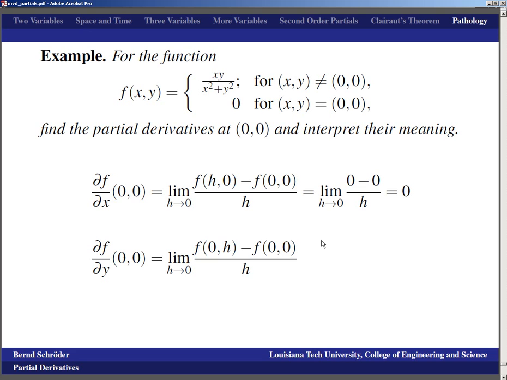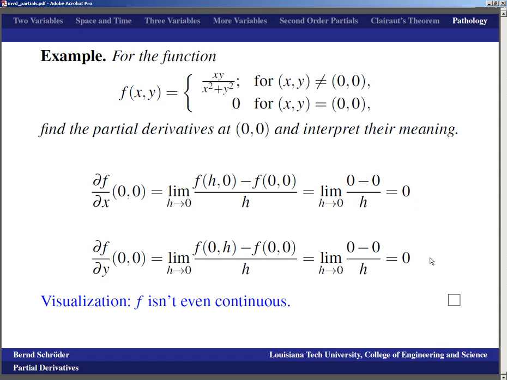And so now these values here are, of course, 0 minus 0. So again, we get the same limit, 0 minus 0 divided by h. We get 0. And so that means the slope in the x direction as well as in the y direction is equal to 0. But there is a problem because the function isn't even continuous.